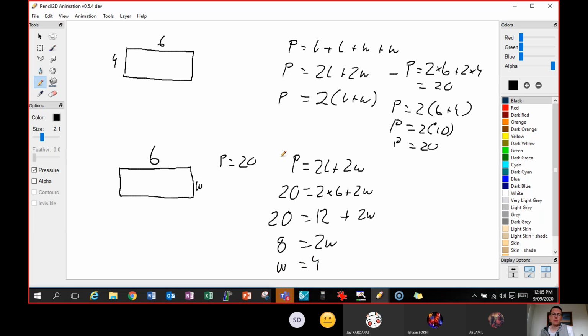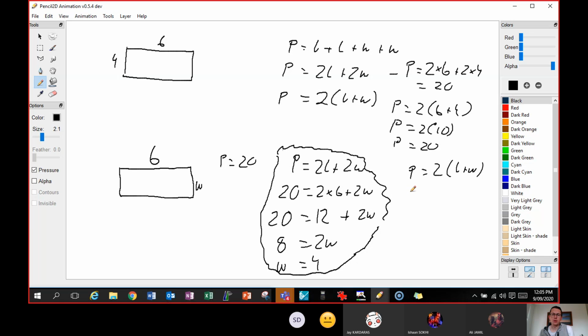So we can use algebra to help us solve equations. Alternatively, we could use the other formula. The perimeter equals 2 lots of L plus W. So we know the perimeter is 20 equals 2 lots of, we know it's 6 plus W. So we can now expand that: 12 plus 2W. Minus 12 from both sides: 8 equals 2W. Divide by 2 from both sides: W equals 4. So we can still see that we get to W equals 4. So that can help us.